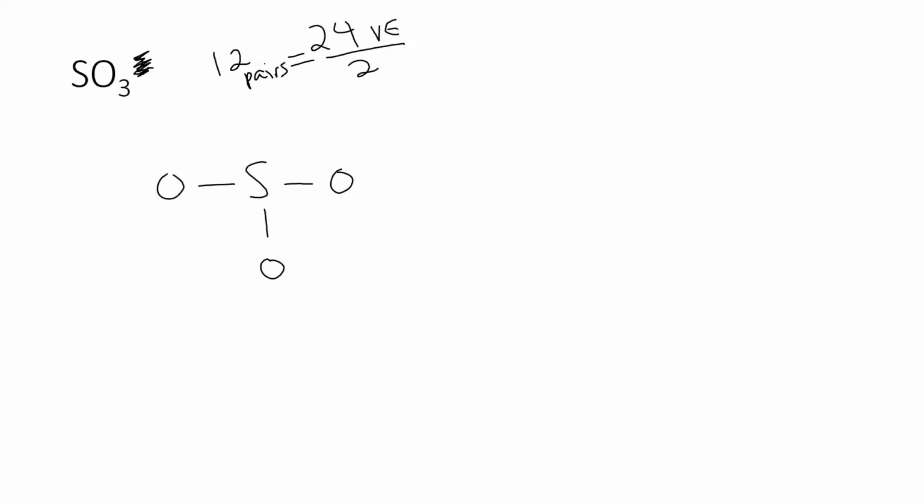What if this wasn't SO3 2-? What if this just was SO3? If you remember, SO3 2- gave us 13 pairs of electrons because we had 24 plus we had to add the 2. So we know that SO3 has 24 valence electrons. Dividing that by 2 gives us 12 pairs. So what we would actually see here is this, just like we saw before. Here are the 12 pairs.